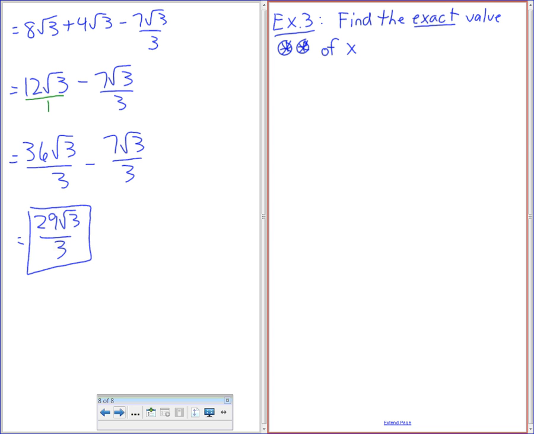Now, it says find the exact value for x, okay? This happens every year again. Exact value means leave it in the square root. Okay, that's what it means, all right?